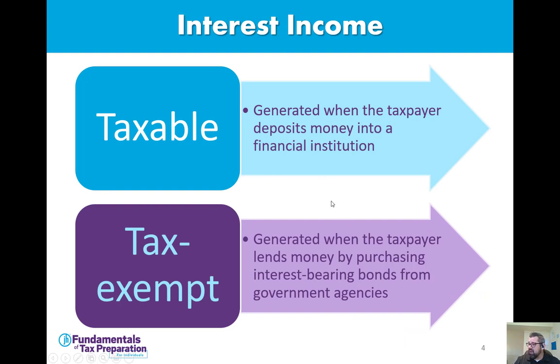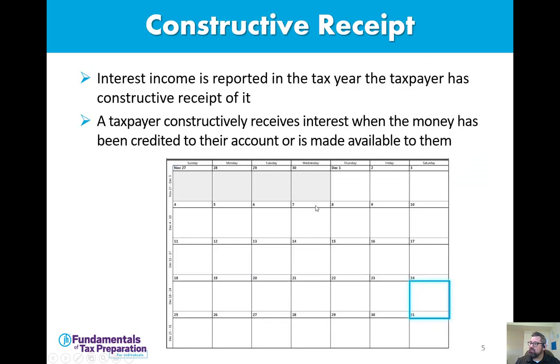Okay, so right here it says tax exempt generated when a taxpayer lends money to government agencies. Okay, so like I said, it's local, state, or federal. All right, interest income is reported in the tax year that the taxpayer has received the income.